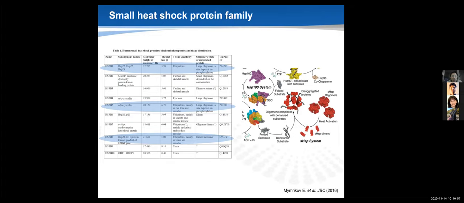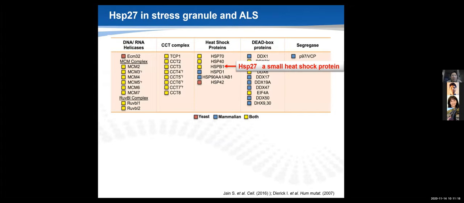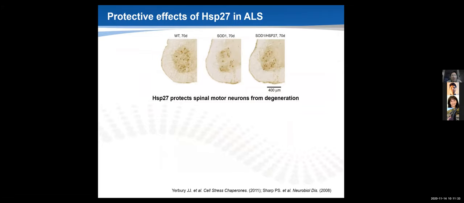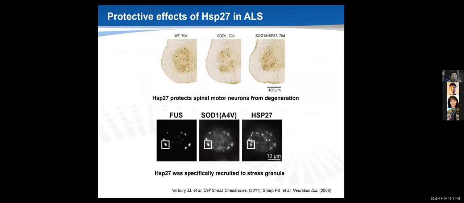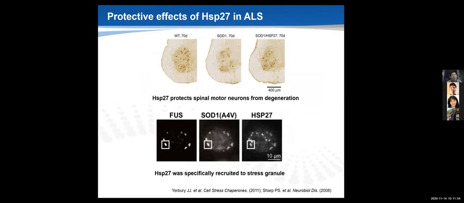Small heat shock proteins respond to stress, like heat stress or other stress, and can prevent proteins from misfolding or other bad things. HSP27, the small heat shock protein, was identified in the stress granule and is closely related to ALS. In ALS patients, mutations in HSP27 were identified. Also, expression of HSP27 can prevent spinal motor neuron degeneration. It can inhibit neurotoxicity of FUS, and it can also co-localize with FUS and SOD1 in the stress granule, indicating that HSP27 may play an important role in modulating RNA binding proteins like FUS for their phase separation.